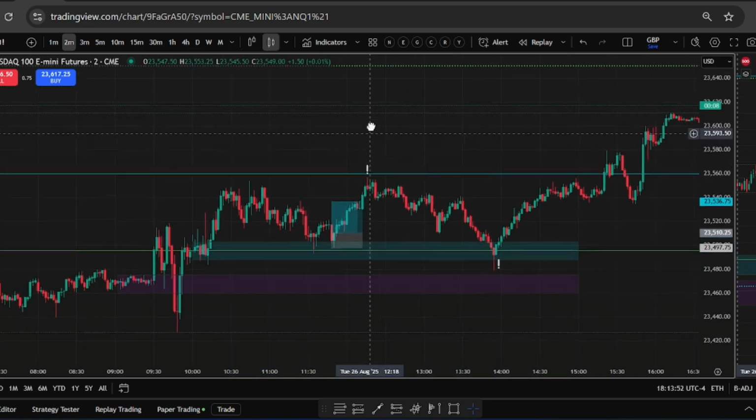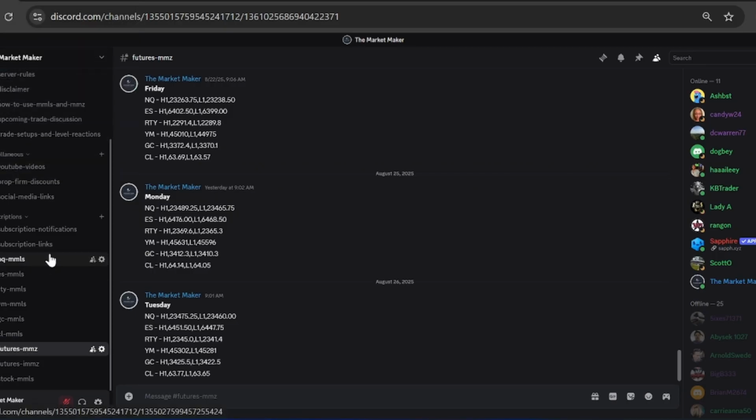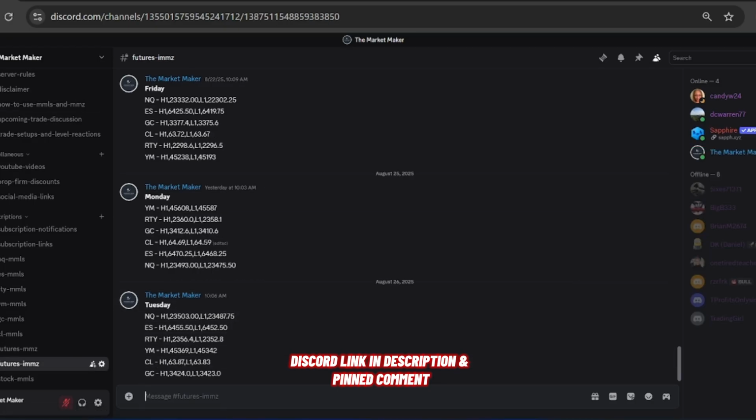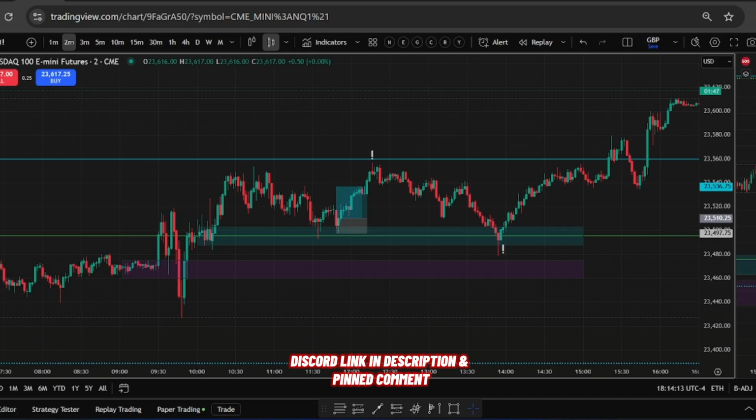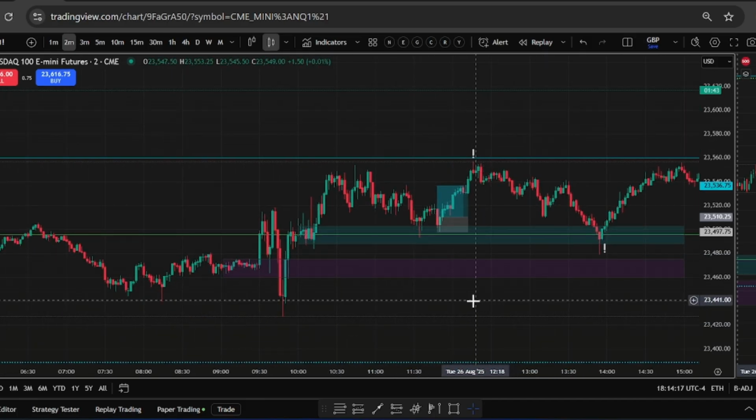Okay, so I provide these levels and the zones for the six markets. So NQ, ES, RTY, YM, GC, and CL, MMLs are market maker levels. So these levels are provided a day in advance, and then this is MMZ or the market maker zone provided at 9 a.m., IMMZ provided at 10 a.m. Okay, so based on these levels and the zones, let's look at some of the trades that you could have taken today.